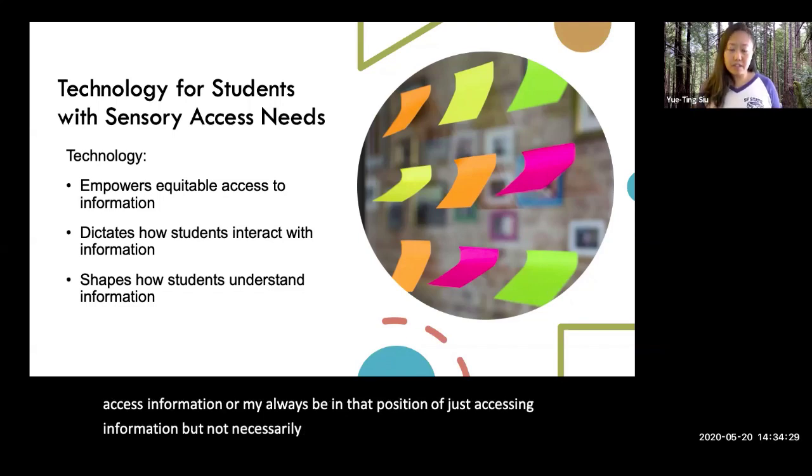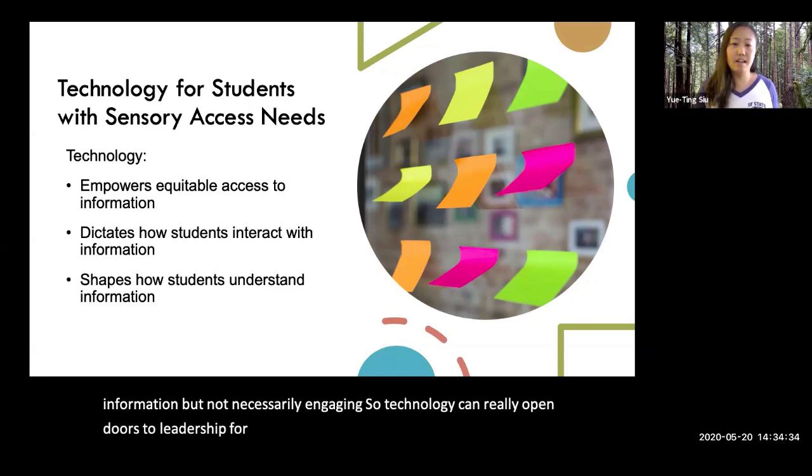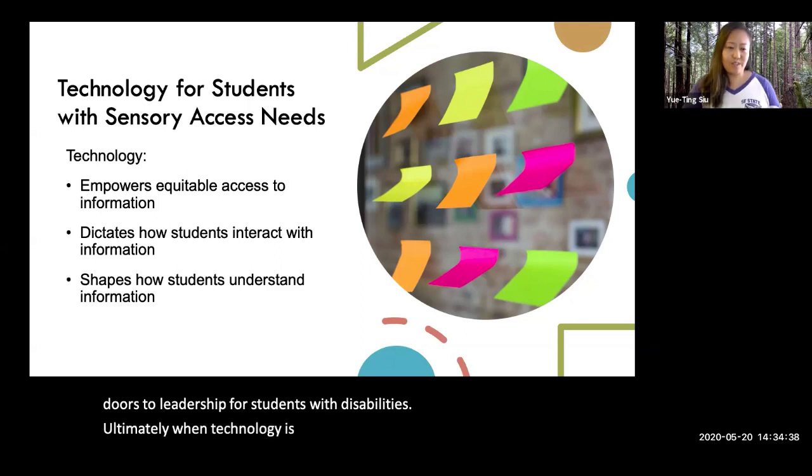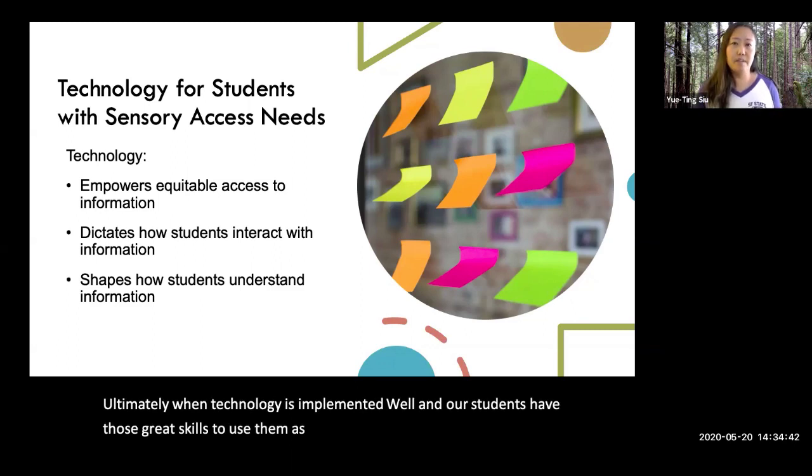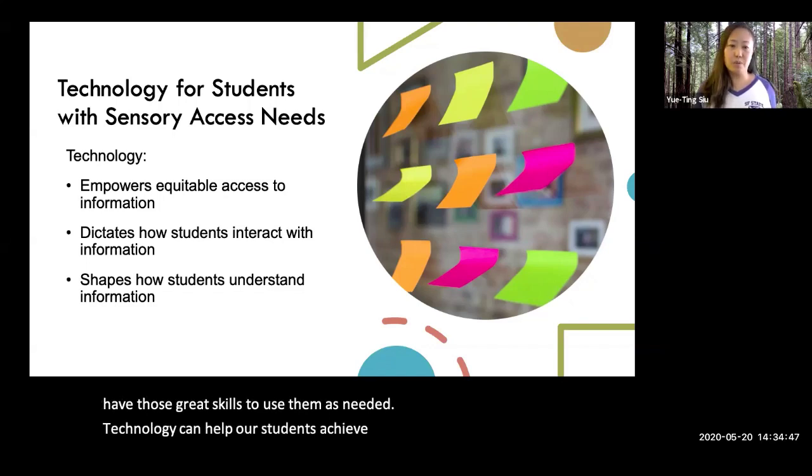So technology can really open doors to leadership for students with disabilities. Ultimately, when technology is implemented well and our students have those great skills to use them as needed, technology can help our students achieve accessibility, access to their world.